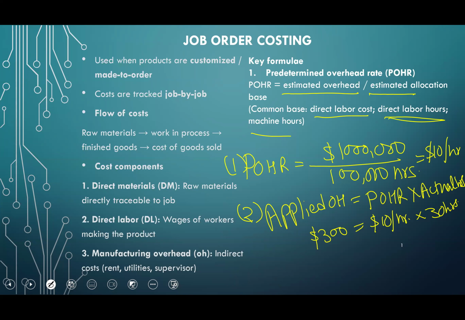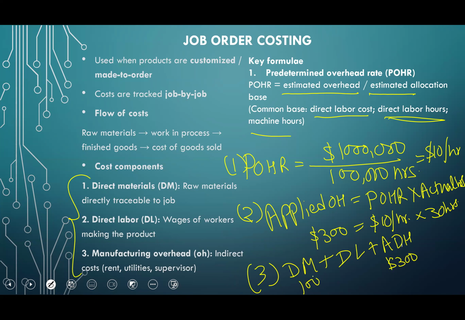Now that I have applied overhead, I'm ready to put my three cost components together. I do direct material plus direct labor plus my applied overhead, which was $300. Let us just make up some numbers. Suppose my direct material was 100. Suppose my direct labor was 200. Which means the total bill I should give to this patient is $600. Which is basically the object of job order costing or any costing system: how to come up with the total cost of a job.